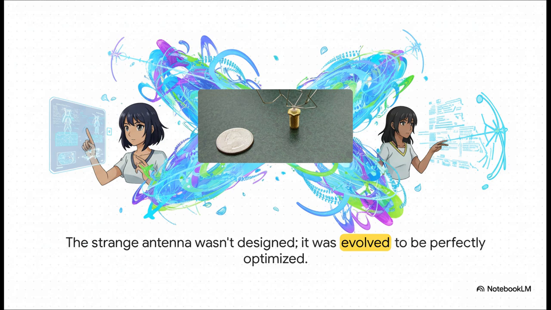And that brings us right back to where we started, with this weird-looking NASA antenna. That totally unconventional shape isn't weird for the sake of being weird. It's the direct result of a digital survival of the fittest, where the only thing that mattered was performance. The algorithm couldn't care less what it looked like. It only cared about what worked best.